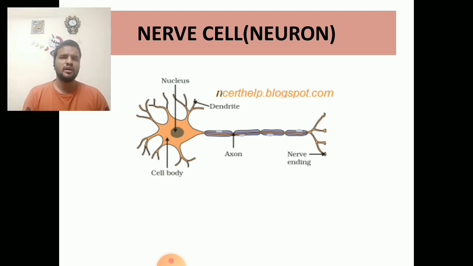So once again I repeat the structure of the neuron. A neuron is made up of a cell body and an axon. The cell body is branched into dendrites and has a dense cytoplasm with a centrally placed nucleus. The axon is the elongated part of the neuron which is covered by myelin sheath, which protects the axon, and the axon branches into nerve endings.